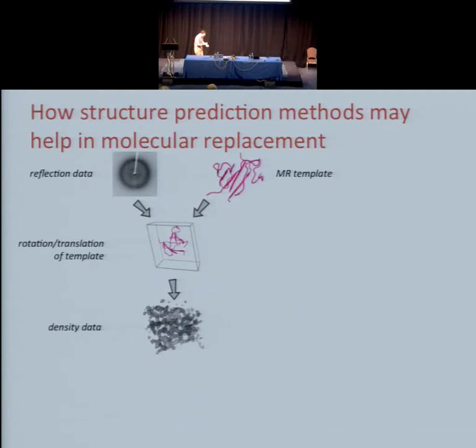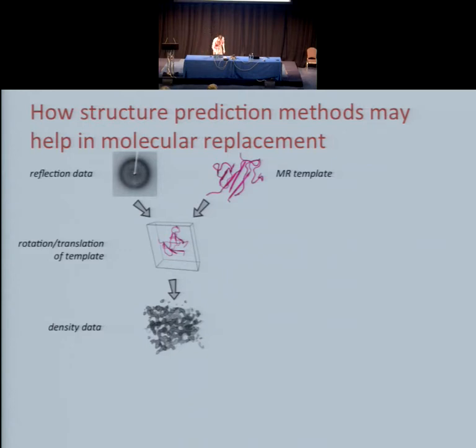Anyway, what makes molecular replacement problems difficult is when the template structure that we use for search is very distant from the target structure. And when molecular replacement fails, there's really two places that it can fail. First of all, oftentimes the template itself is good enough to place the molecule in the unit cell, but the resulting density map is uninterpretable.